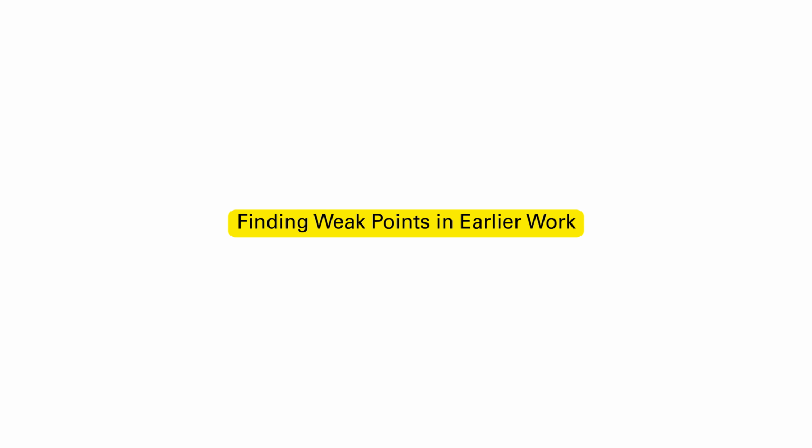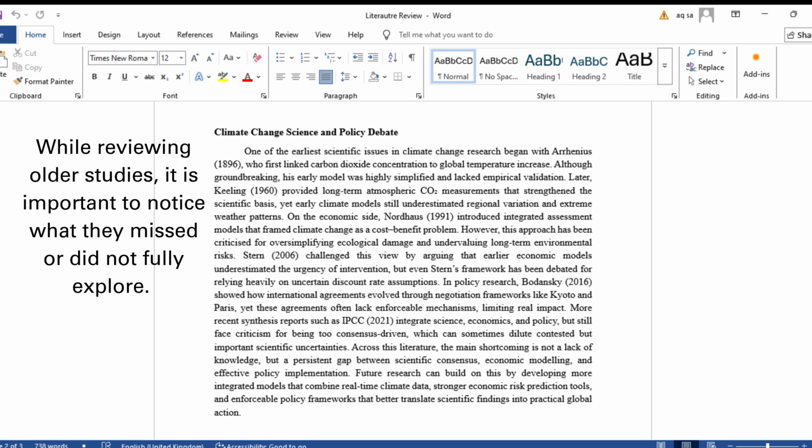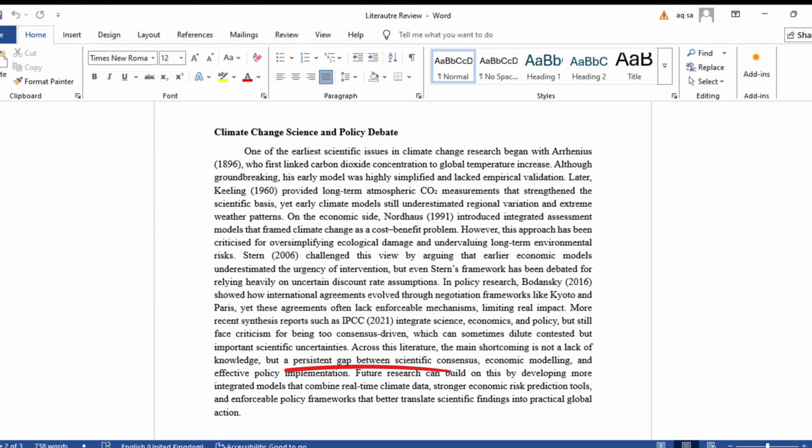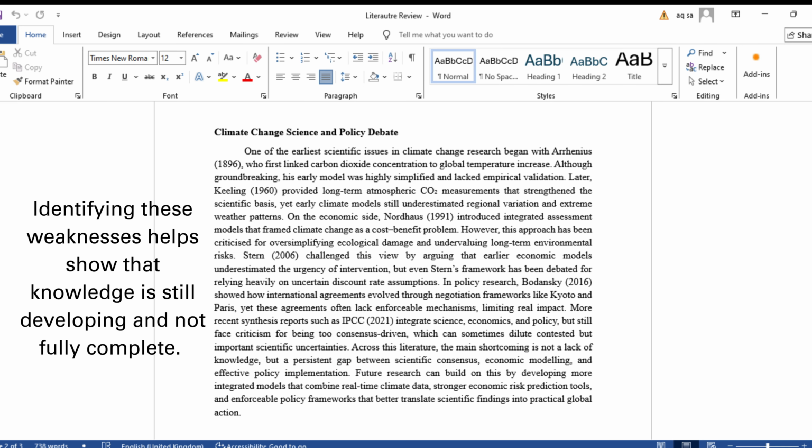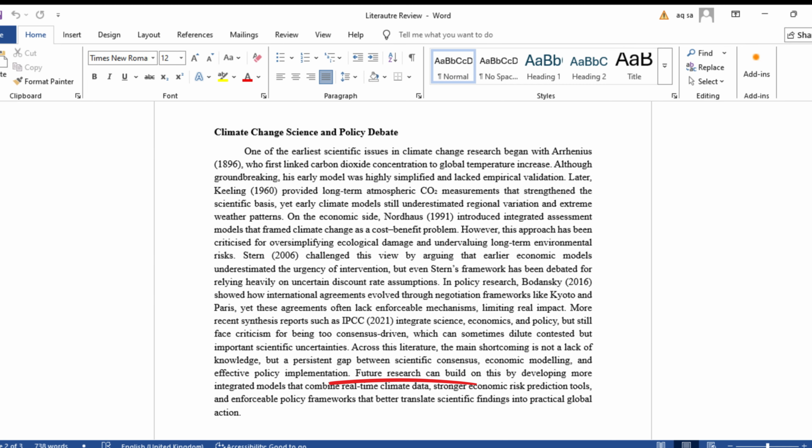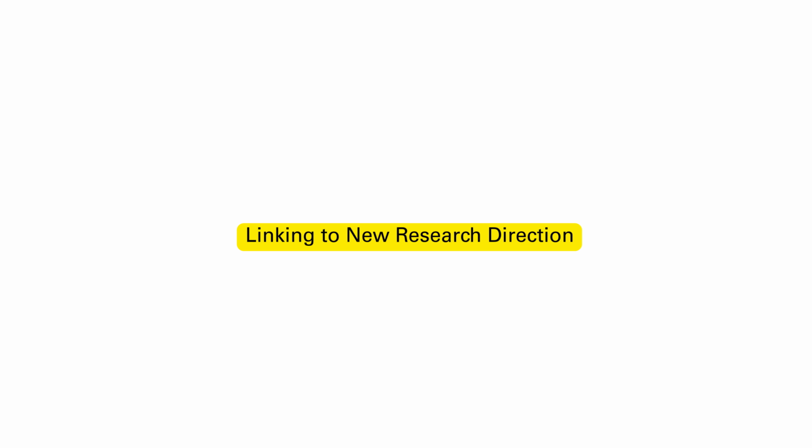Finding weak points in earlier work. While reviewing older studies, it is important to notice what they missed or did not fully explore. Earlier research often has limitations because of less advanced tools, limited data, or narrow focus. As research moves forward, some of these gaps may be addressed, but not always completely. Identifying these weaknesses helps show that knowledge is still developing and not fully complete. It also helps explain why further research is still needed in the present, linking to new research direction.